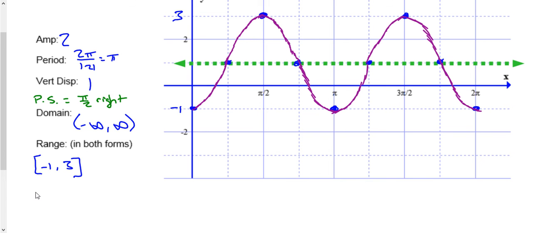In set notation, again, it would have been something that looked like y has to be between -1 and +3. And again, you would have had your curly brackets and all that there for set notation.